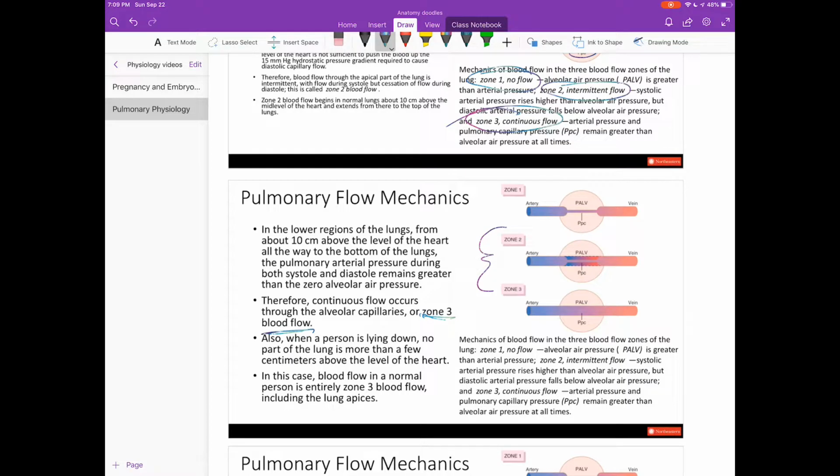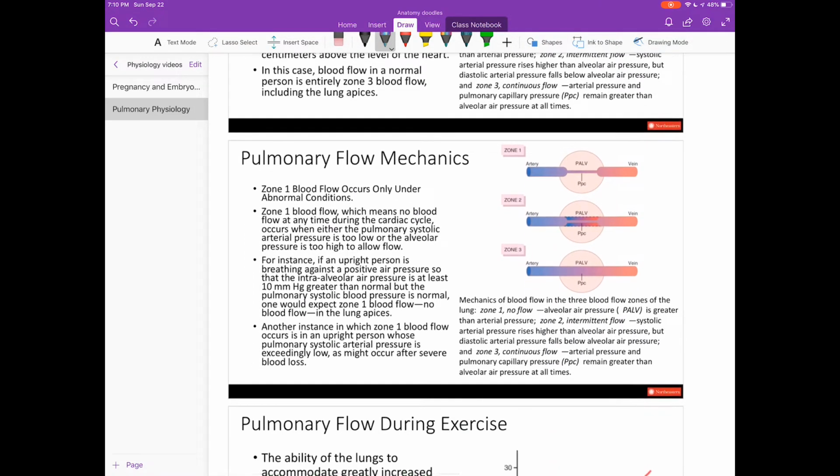It's also, if you think about it, one of the reasons why it might be good for people to lie down if they're having pressure issues. That doesn't summarize all of that, but that's another way to look at it. Okay. Zone 1 only occurs in abnormal conditions, and so that basically means that during the cardiac cycle there just isn't enough flow going through the lungs to be able to exchange gas.